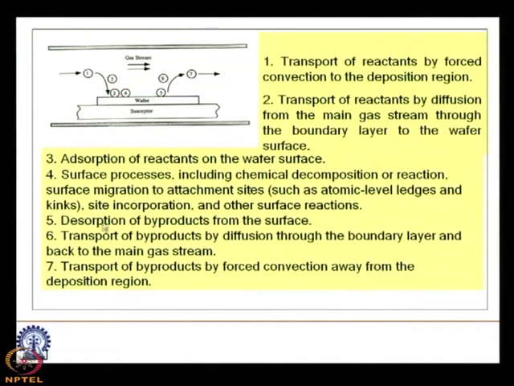Then what is 5? 5 is the desorption of byproducts from the surface. Number 6, transport of byproducts by diffusion through the boundary layer and back to the main gas stream. Number 7, transport of byproducts by forced convection away from the deposition region. So, these 7 steps are involved in any CVD process. So, let us start from 1, transport of reactants by forced convection to the deposition region.